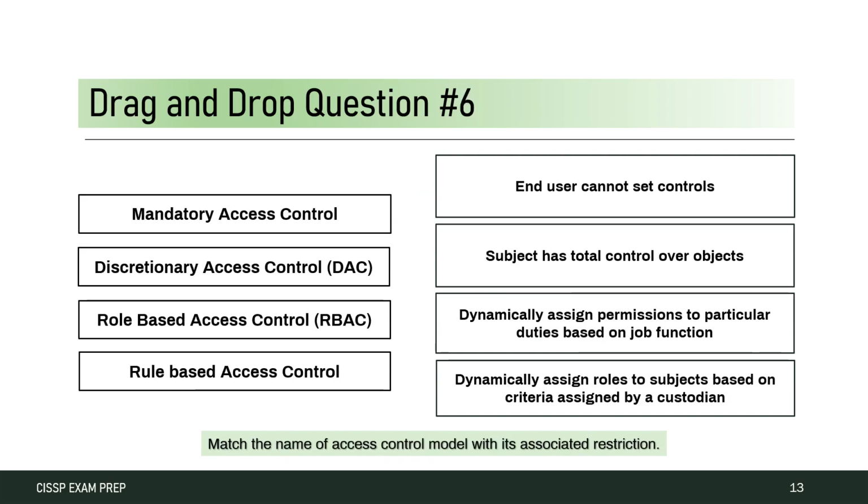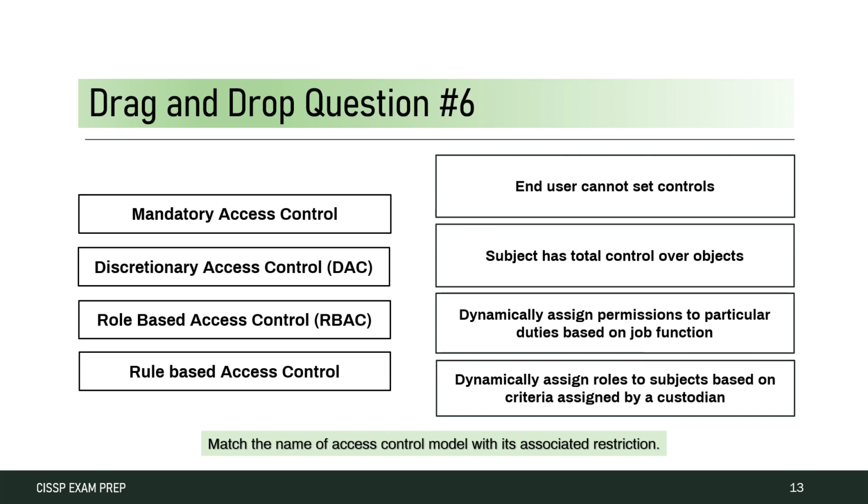Now, let's move on to number 6. Match the name of access control models with its associated restriction. On the left side, we've got several control models, while on the right side, we have the restrictions. Okay, so let's think about the answer. Tick tock. 5, 4, 3, 2, 1.